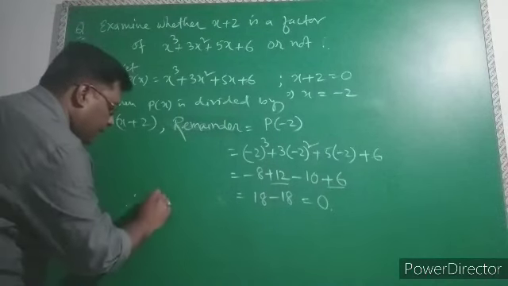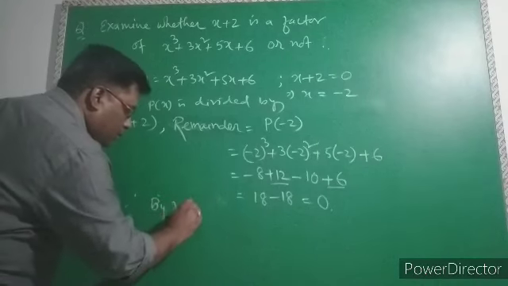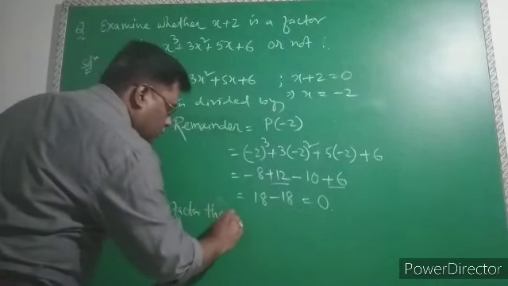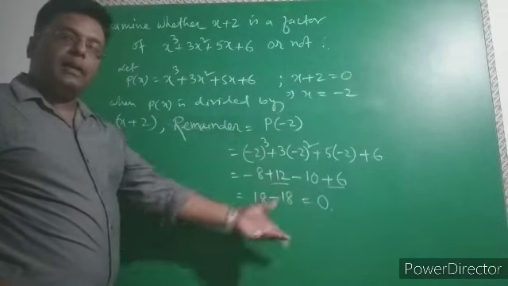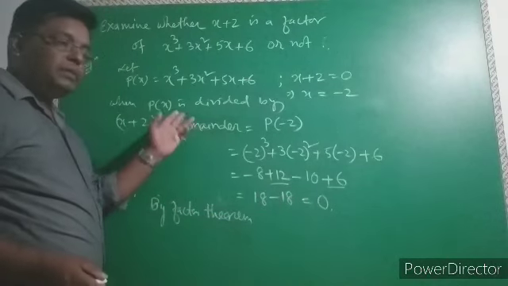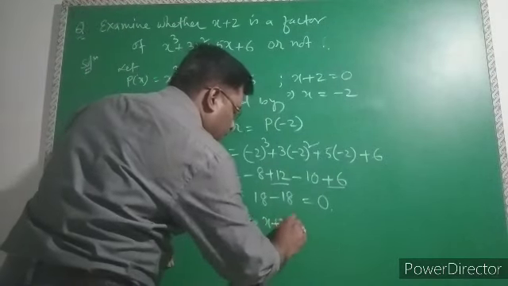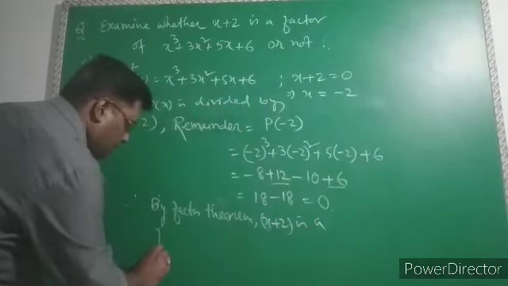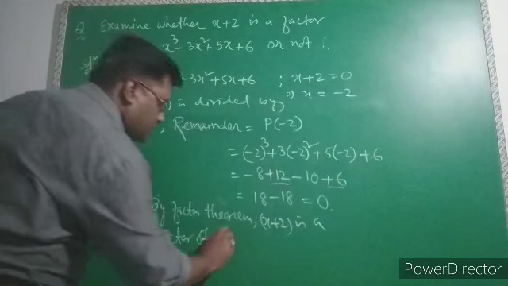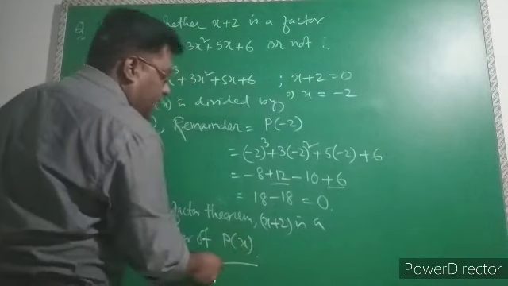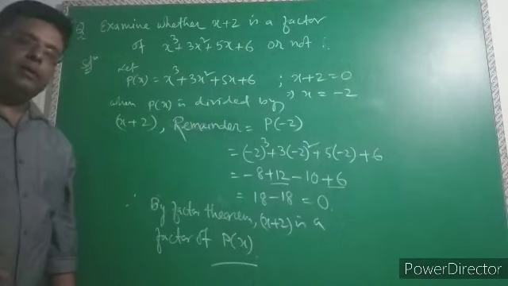Therefore, by the factor theorem, if p(a) is equal to 0, then x minus a is a factor of this p(x). So by the factor theorem, x plus 2 is a factor of what? A factor of p(x). You can write factor of p(x), or you can write factor of this polynomial. So this is the use of the factor theorem.